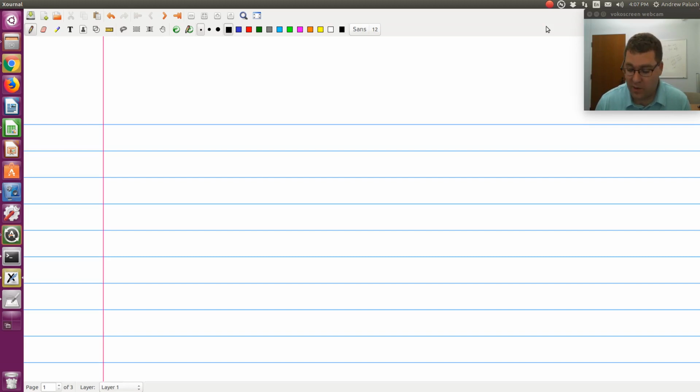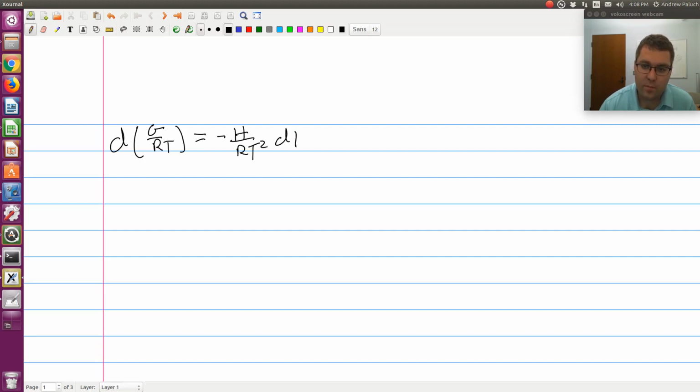Having already derived our expression for the differential of dimensionless g, you may recall that the differential of g over RT is equal to negative H over RT squared dT plus V over RT dP. You can see our screencast where we derive this if you want some further details. Before we get into our derivation, I just want to play with our differential terms a little bit to simplify this expression.